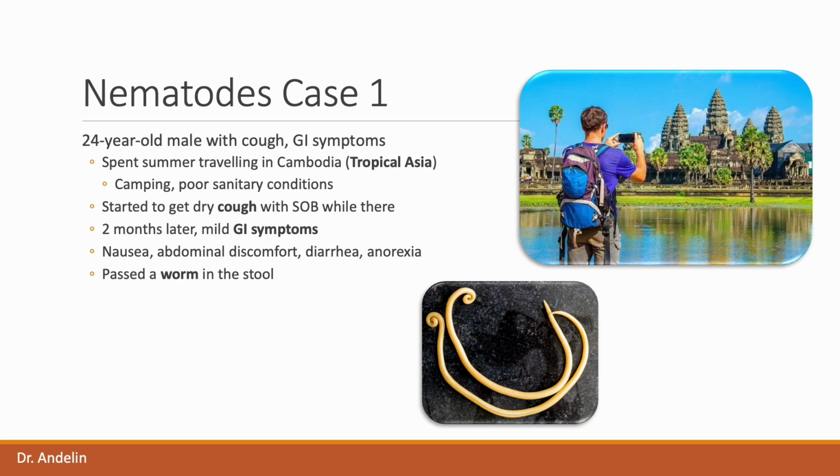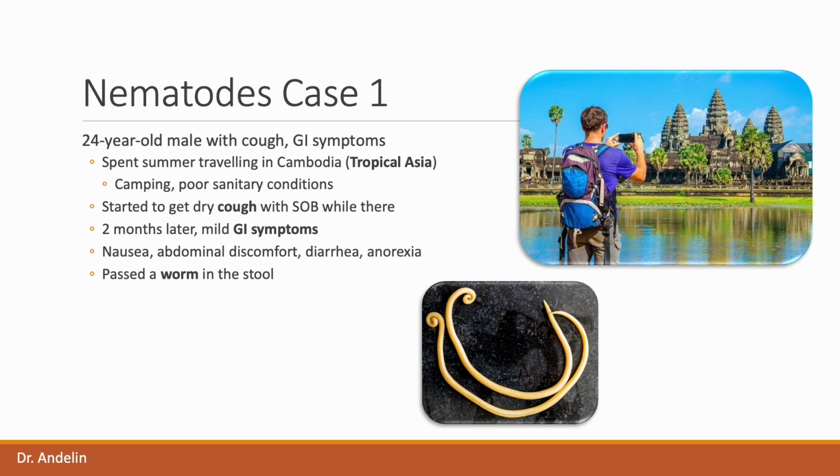The first three nematodes that we will discuss all have both a pulmonary phase of infection with potential cough, followed by an intestinal phase. In our first case, we have a 24-year-old male with a cough and gastrointestinal symptoms. He spent the summer traveling in Cambodia, which is considered tropical Asia, where he camped under poor sanitary conditions. While in Cambodia, he started to have a dry cough and some associated shortness of breath.